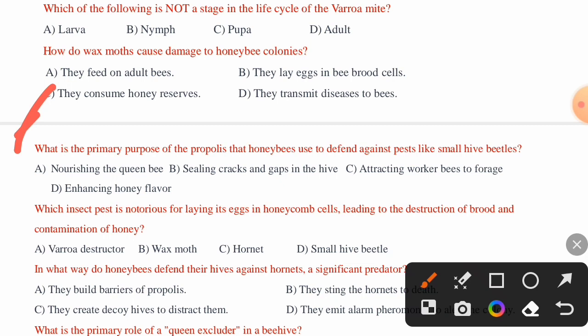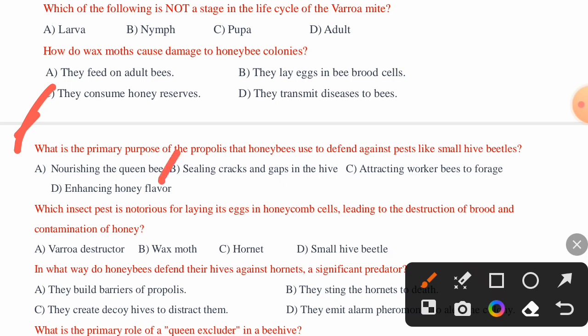What is the primary purpose of the propolis that honeybees use to defend against pests like small hive beetles? The options are: A, nourishing the queen bee; option B, sealing cracks and gaps in the hive; option C, attracting worker bees to forage; and option D, enhancing honey flavor. The answer is option B, sealing cracks and gaps in the hive.